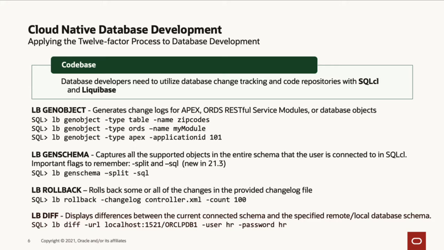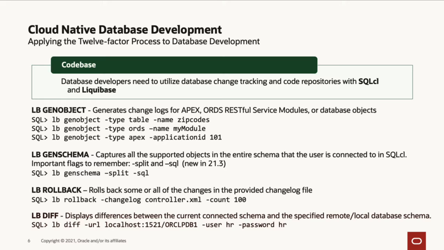The first item we're going to talk about is Codebase. In essence, this is being able to give your database developers the ability to have database change tracking and change management across environments, as well as utilize code repositories. And we can do this with SQL CL and Liquibase. SQL CL, for those of you who are not familiar with it, is our next generation command line interface for working with the Oracle database. And within SQL CL, we have put Liquibase. Liquibase is going to give you the ability to do this change management and change tracking very easily.